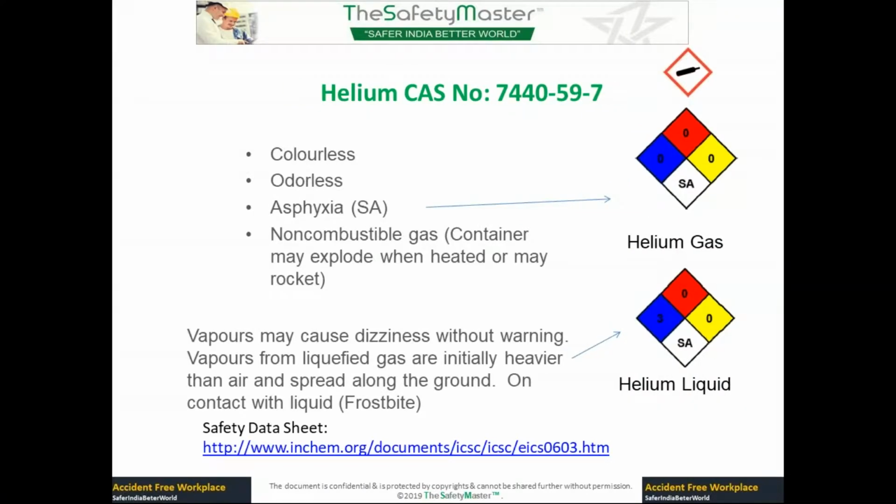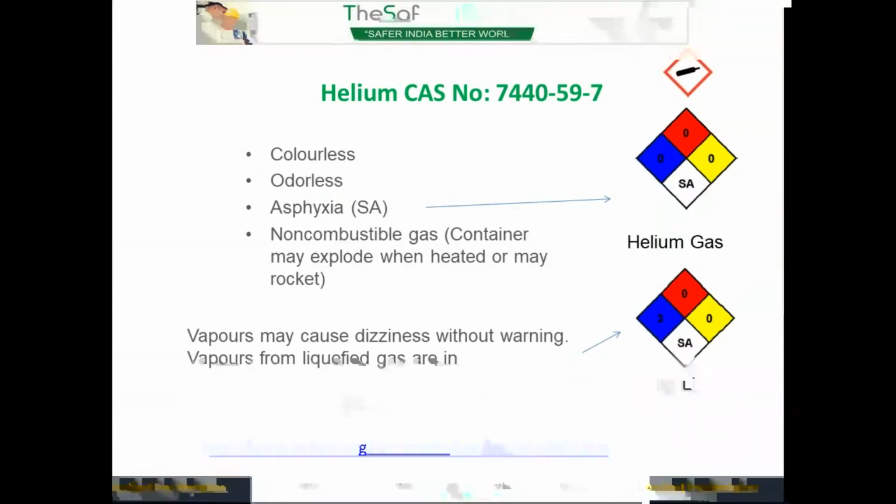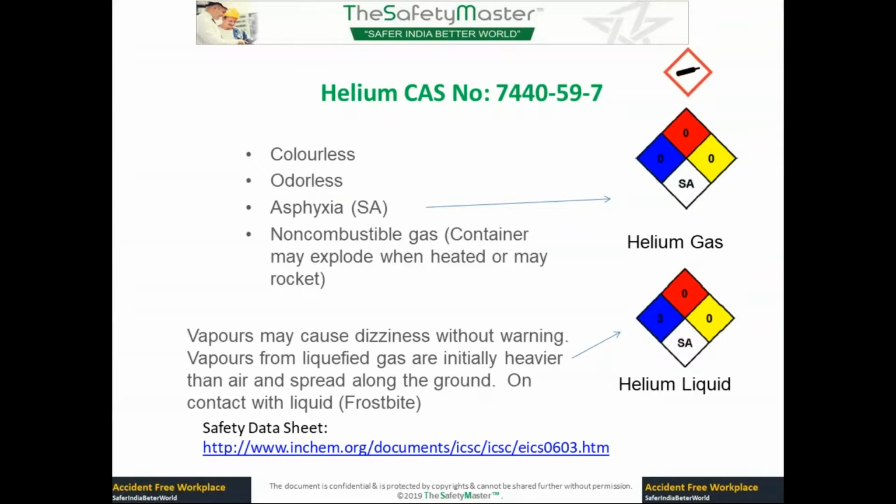Now, helium as a gas has no issue, no flammability, no health issue, no instability issue, but the only problem is asphyxia. Okay, because it will displace oxygen, and so you will find breathlessness. And in case of liquid helium, the problem is frostbite, and it's a very low temperature. It's almost close to 0 Kelvin, almost 4 Kelvin, right? So it's a serious issue here.